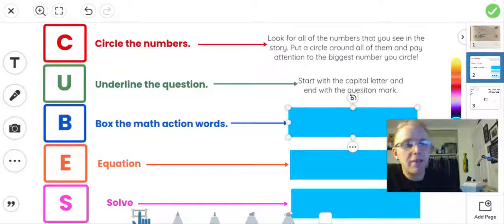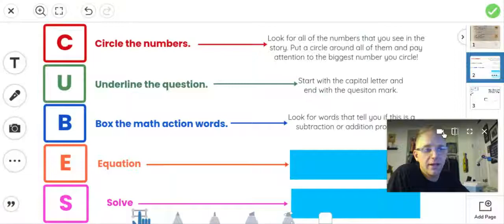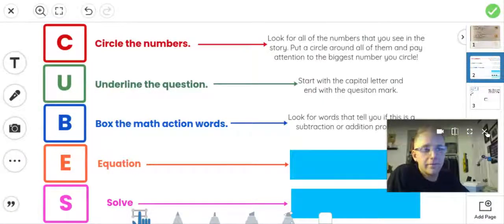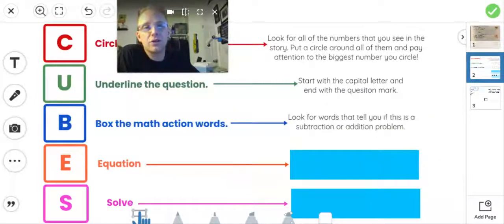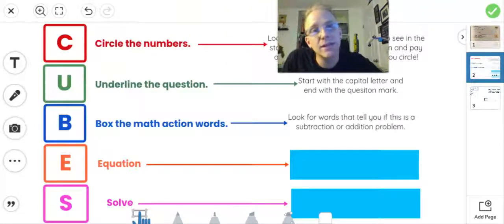B is box the math action words. Now, this is probably the hardest one, first grade friends, for you to do, because you've got to decide what the math action words are. I've put together on the next slide some of the math action words that you're going to look for while we're working on missing add-ins. That'll help you, okay?